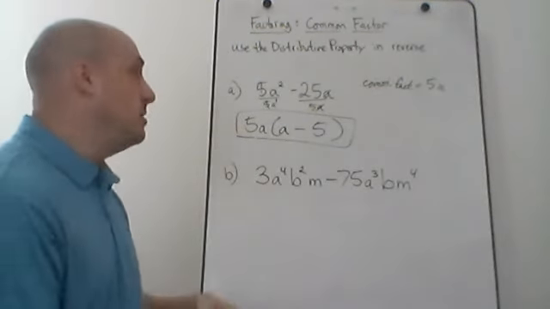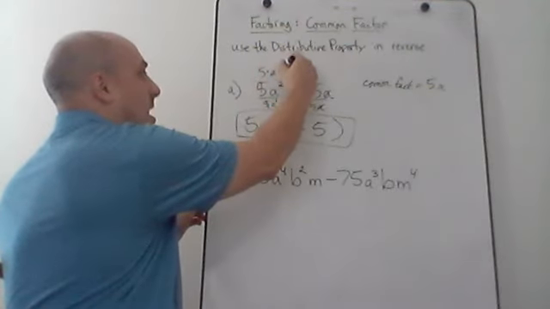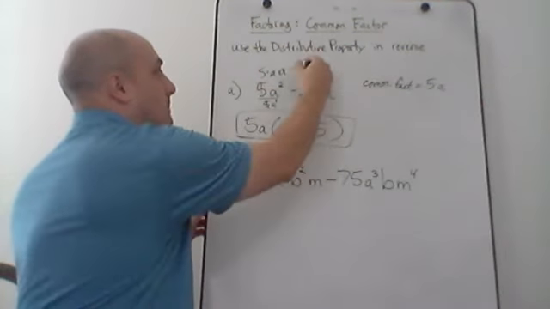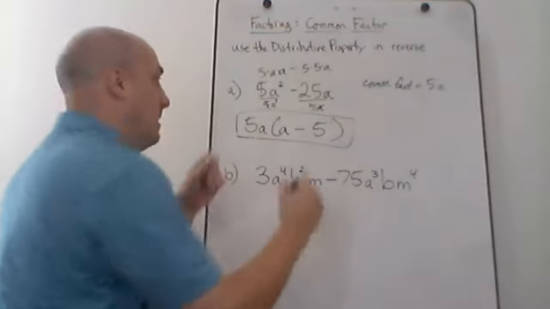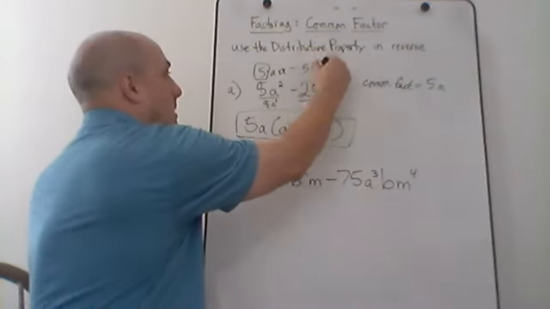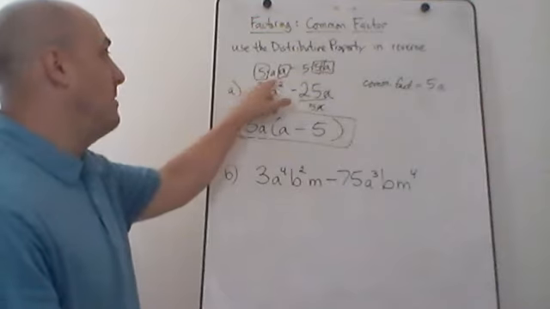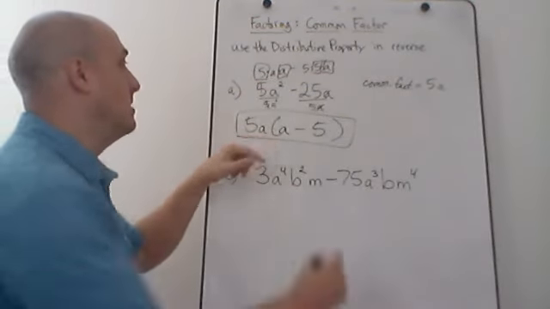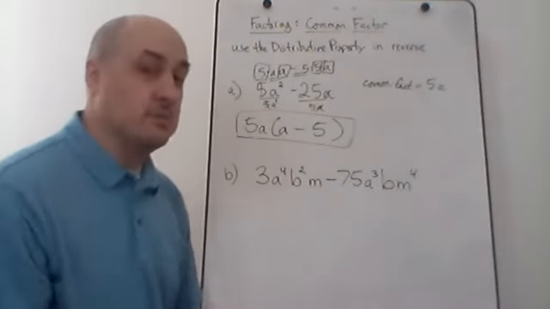Another thing you could do is, for the 5a squared, you can actually factor that. That's 5 times a times a. The 25a, well, 25 is 5 times 5, and then times a. And then what do they have in common? Well, they both have a 5, and they both have an a. So I pull out that 5a as my common factor, and then what's left is the a and the minus 5, and that's what goes into the parentheses.